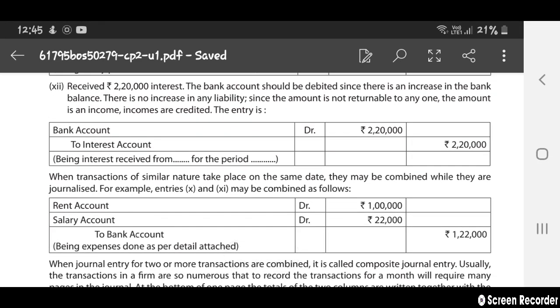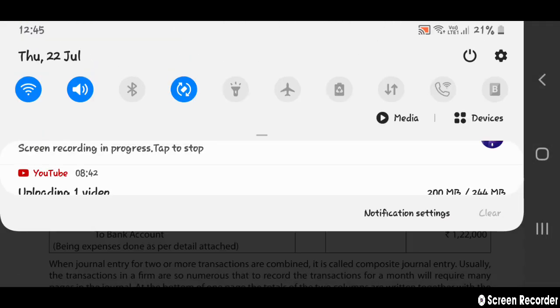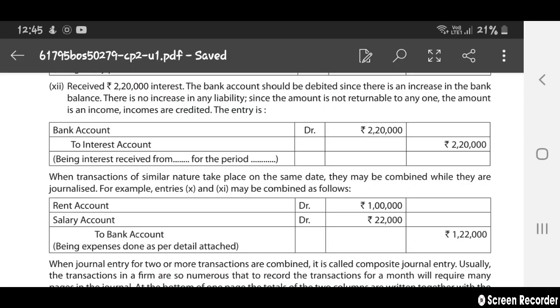Next question: you have received rupees 2,20,000 as interest. The bank account should be debited since there is an increase in the bank balance. There is no increase in any liability, since the amount is not returnable to anyone. The amount is income, as it is not returnable to anyone. Incomes are credited, because you are getting it from someone else.